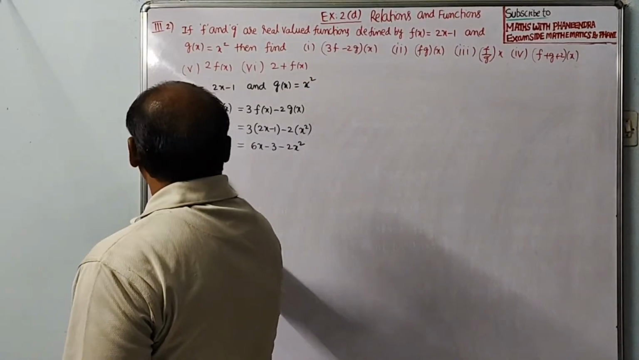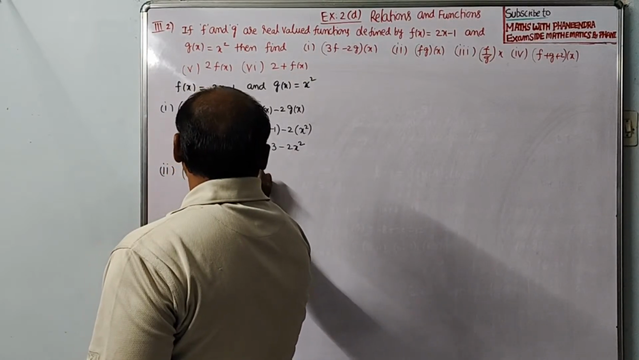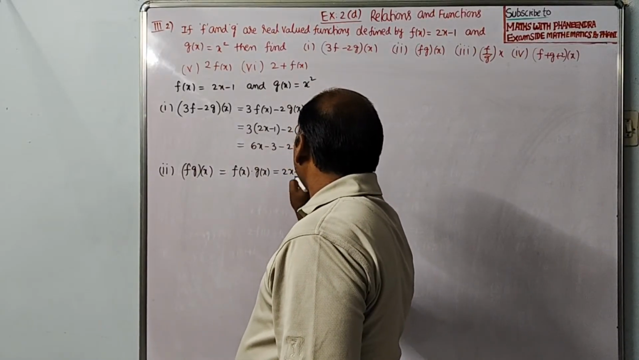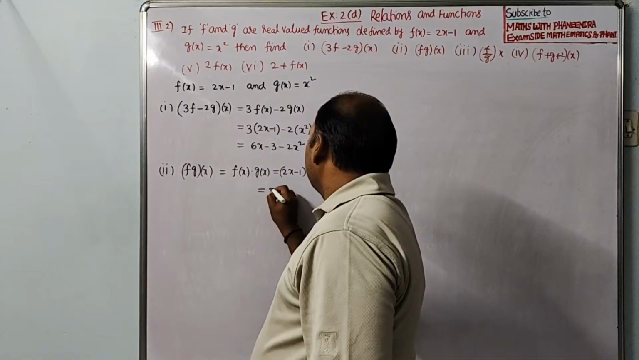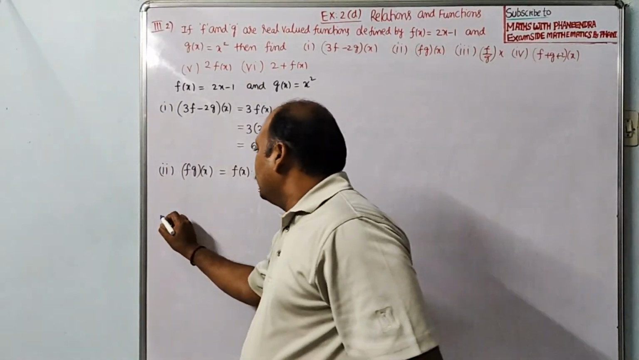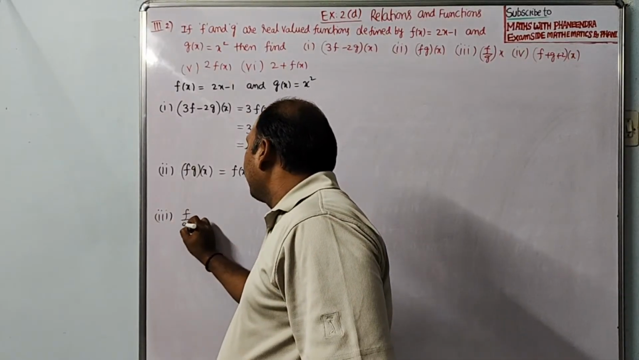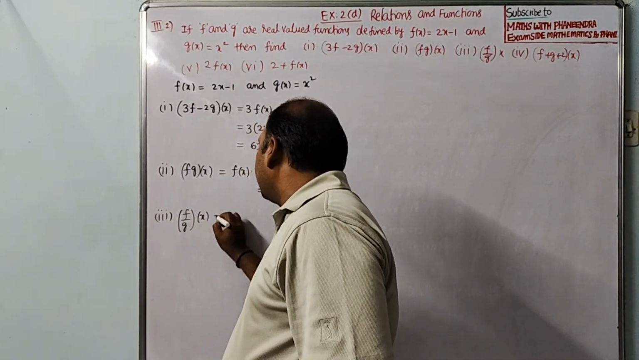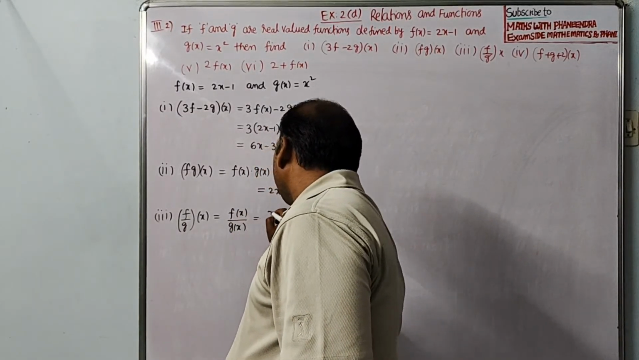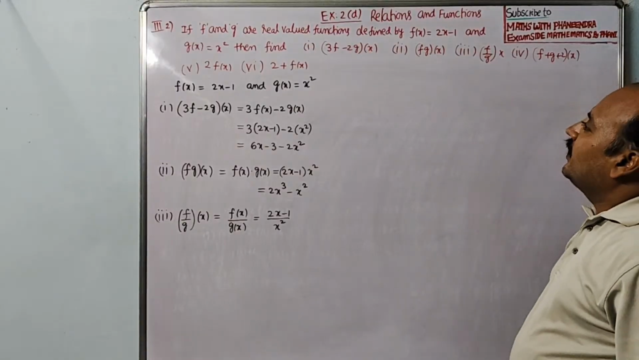Next, second one, fg of x. So that means f of x into g of x simply. What is f of x we have here? 2x minus 1 into g of x means x square. So which is equal to 2x cube minus x square. Just simply multiplication. Come to the third one, f by g of x. F by g of x means f of x by g of x. So f of x means 2x minus 1 by g of x means x squared.